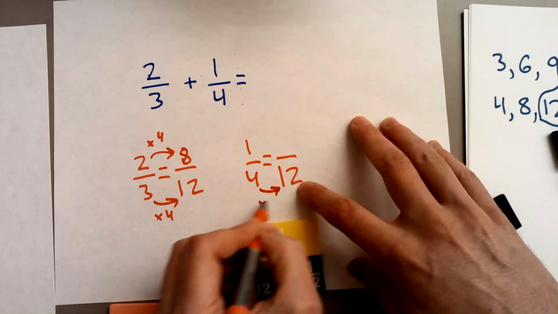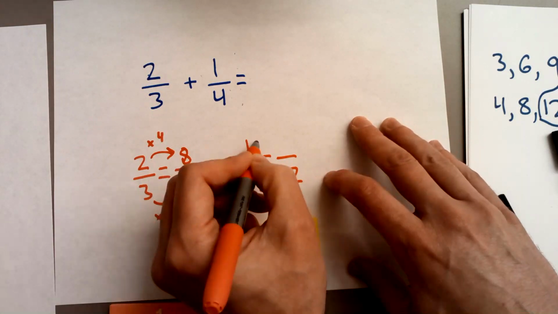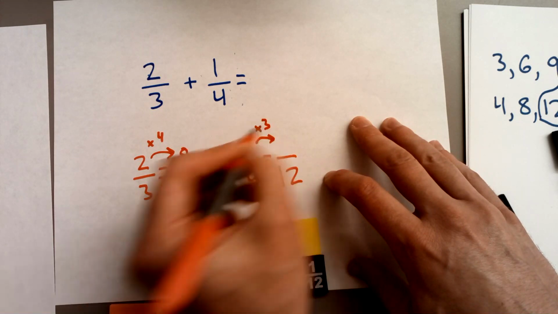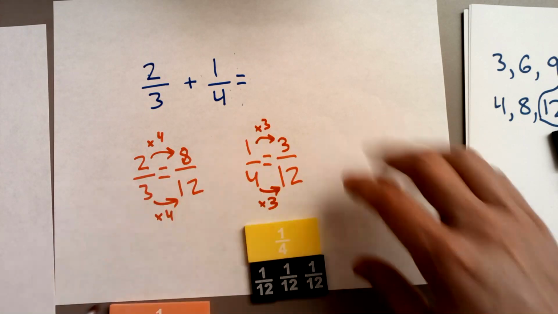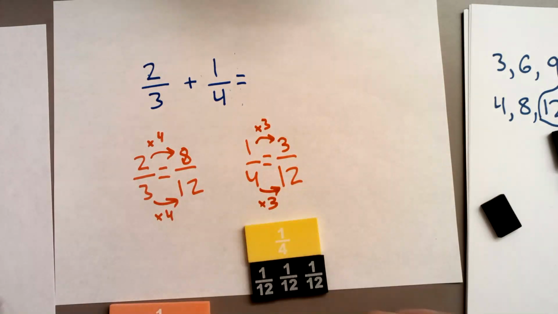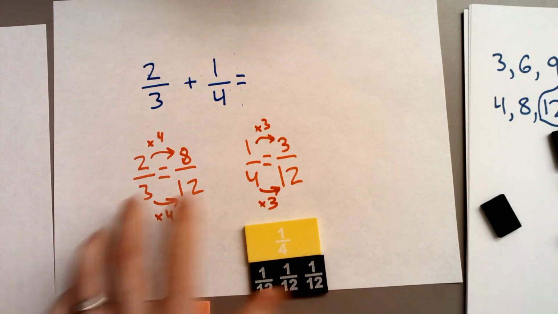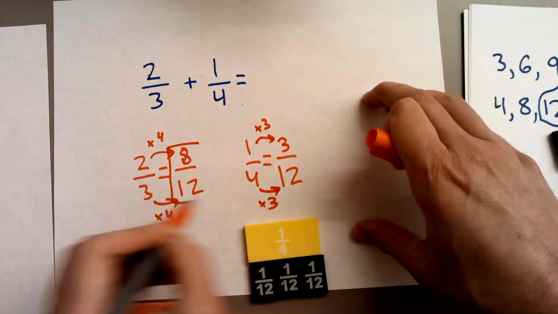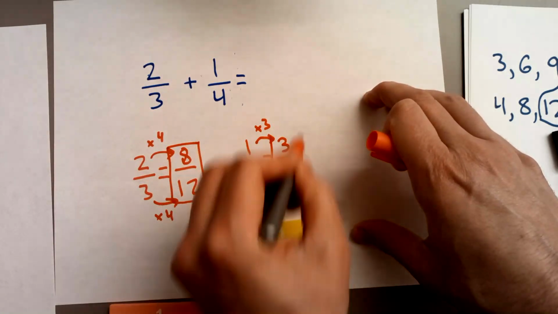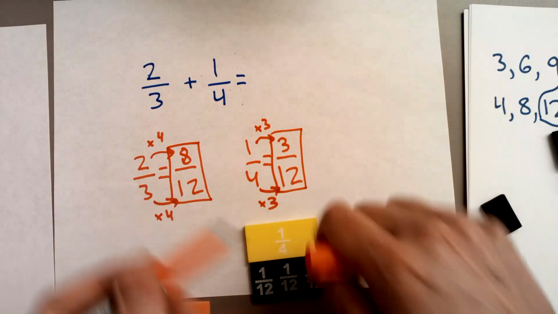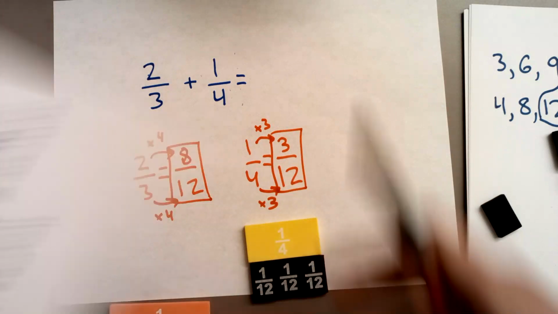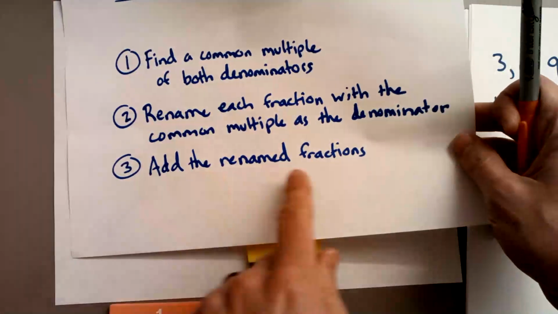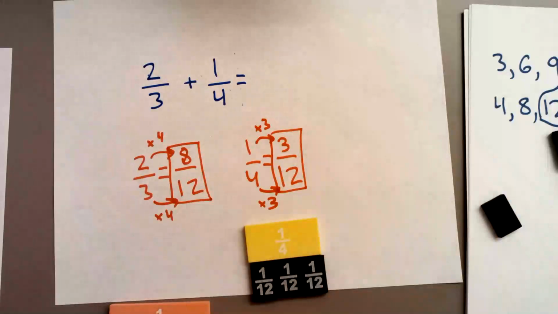12ths are 3 times smaller than fourths, so we need 3 times as many pieces to make an equivalent fraction. So 1/4 is equivalent to 3/12. So what we've done is just renamed these two fractions in the new denominator, the new denominator of 12, which was the common multiple that they had. The last step is to just add them.